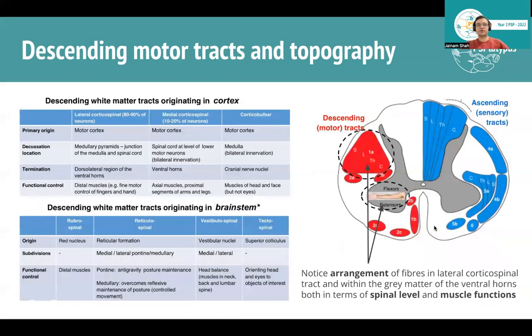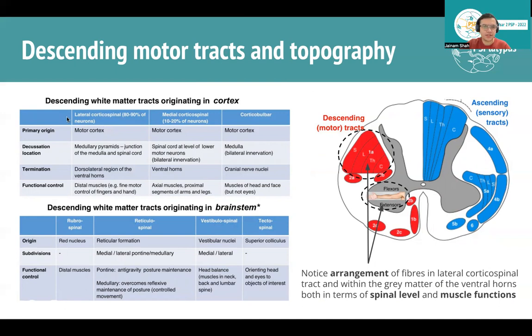Okay, now there's a lot of descending motor tracts, again, as I mentioned in our anatomy lecture. This is just a summary from your lecture slides, and it's not really important for us in the physiology lectures to understand exactly how these work. I would recommend if you find this interesting, definitely look at the anatomy ones.